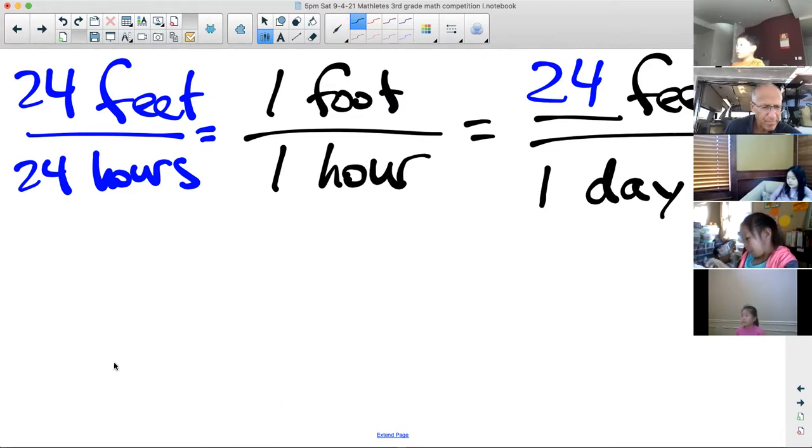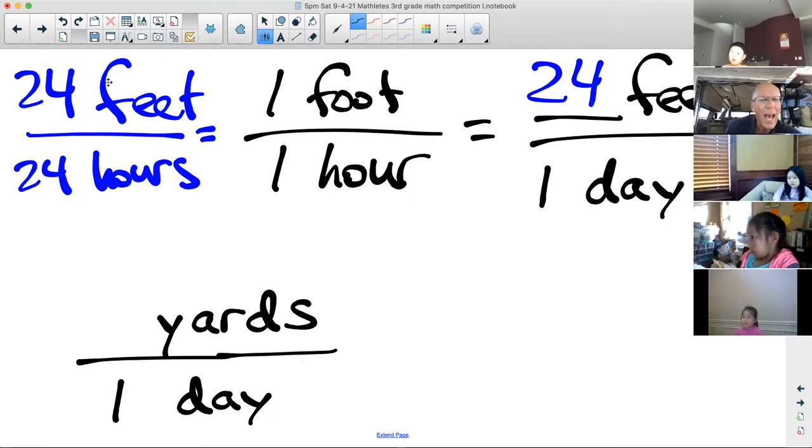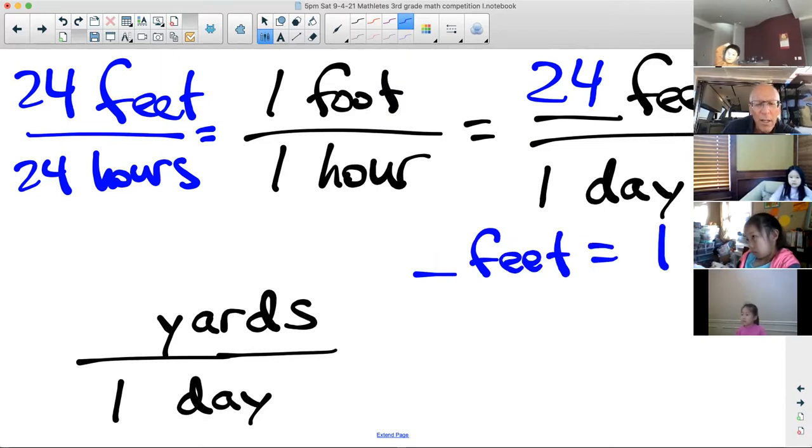Now, how many yards can we go in 1 day? So this is the snail, and you obviously need to ask a question here. How many feet are in 1 yard? Who knows that? If you can, say it on 3. 1, 2, 3.